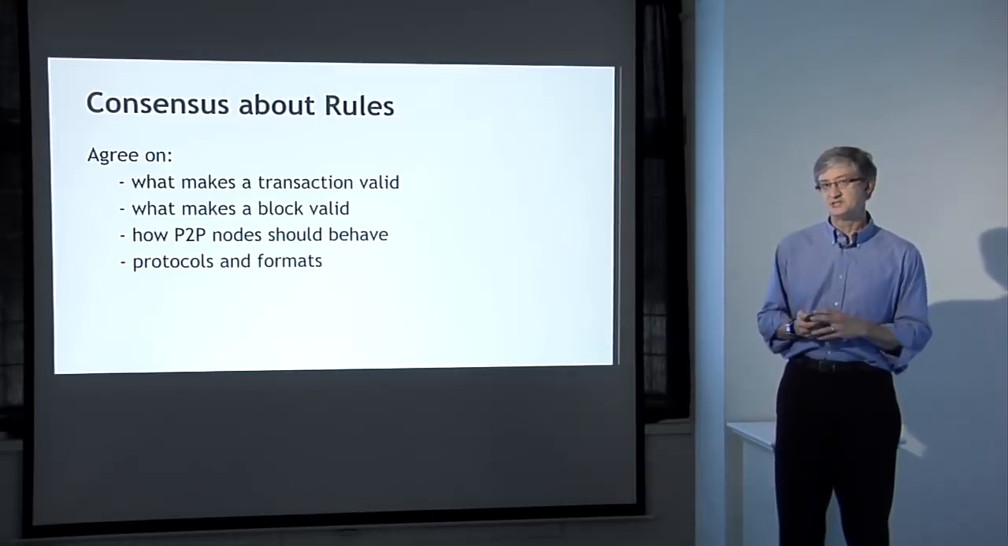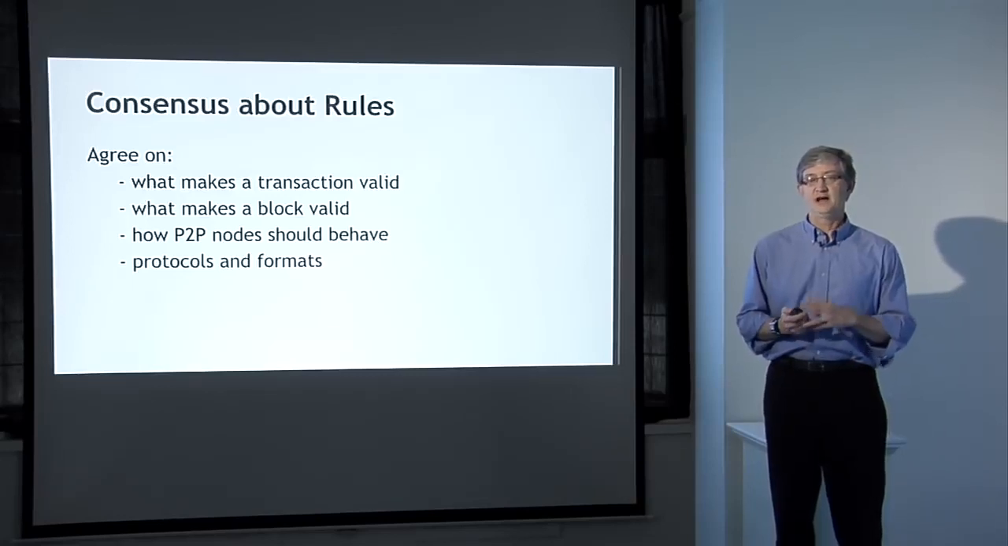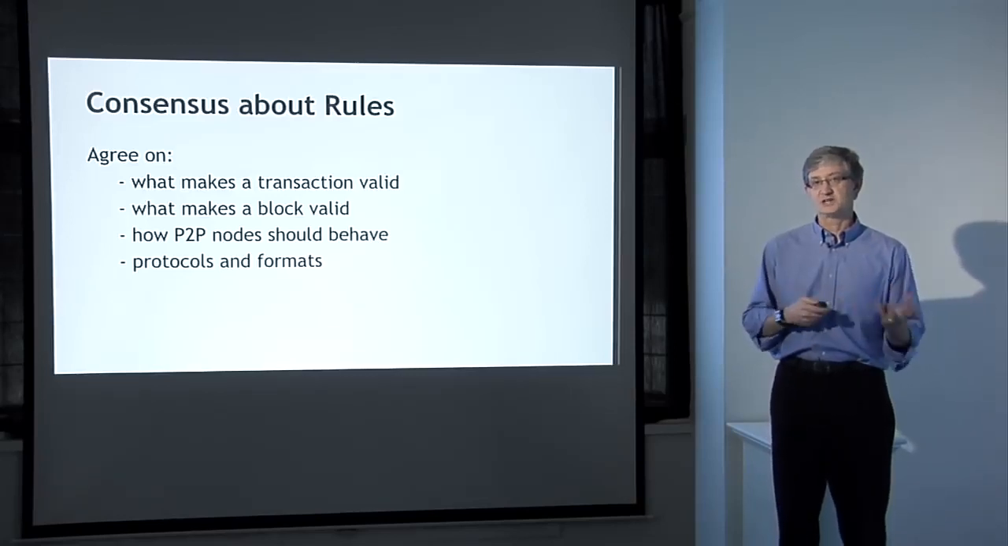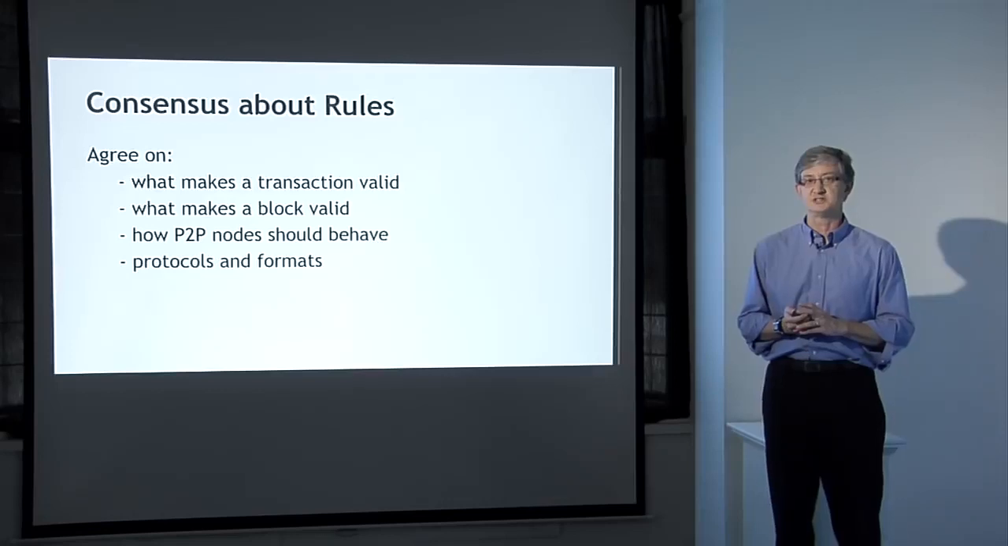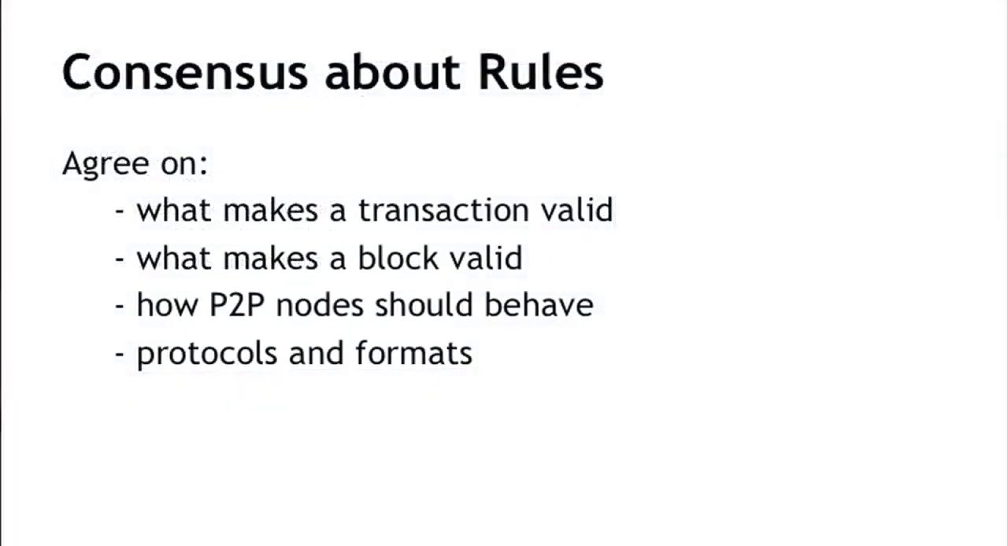Third, how the nodes in the P2P network should behave, how they should interact with each other, and what kind of protocol they should use to discuss with each other, and more generally, all the protocols and data formats that are involved in making Bitcoin work. You need to have a consensus about these things so that all the different participants in the system can talk to each other and agree on what's happening. And so the first form of consensus that goes into Bitcoin is just a consensus about what these rules should be in order for the system to go forward.